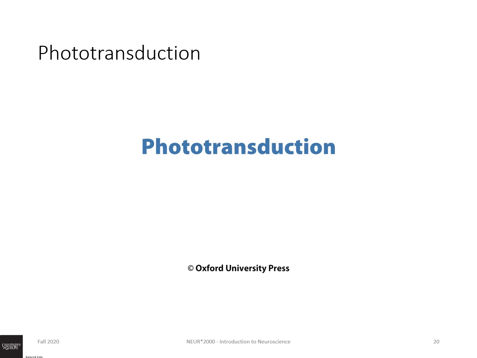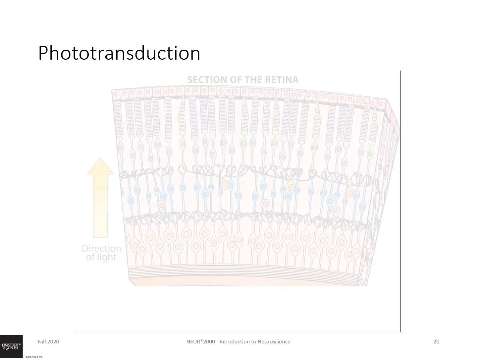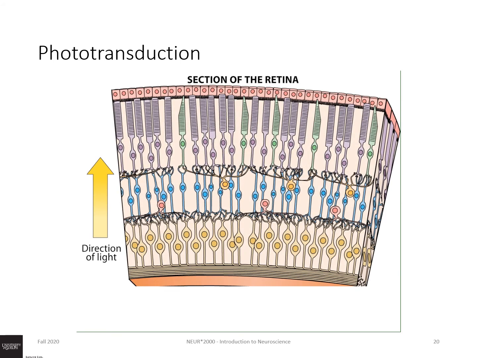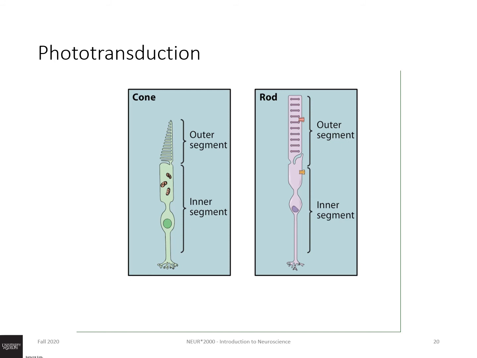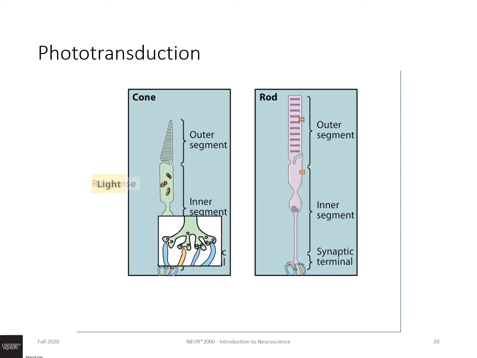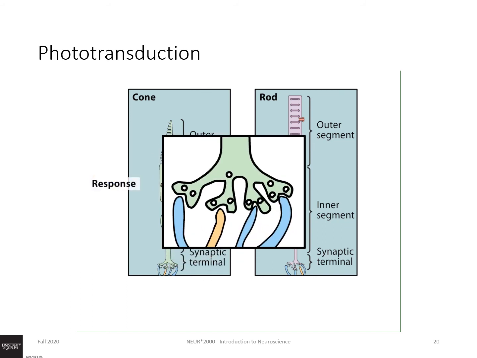Here's a video. The retina contains two types of photoreceptors, rods and cones. Both types have an outer segment composed of membranous discs containing light-sensitive photopigments. Each also has an inner segment that contains the cell nucleus and gives rise to synaptic terminals that contact bipolar and horizontal cells. Phototransduction is the process of a cell absorbing light and creating a response. The response is a change in the amount of transmitter that is being released onto target neurons.